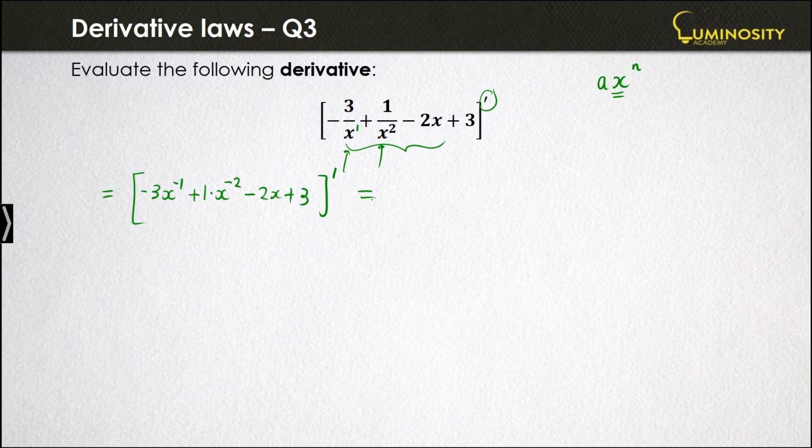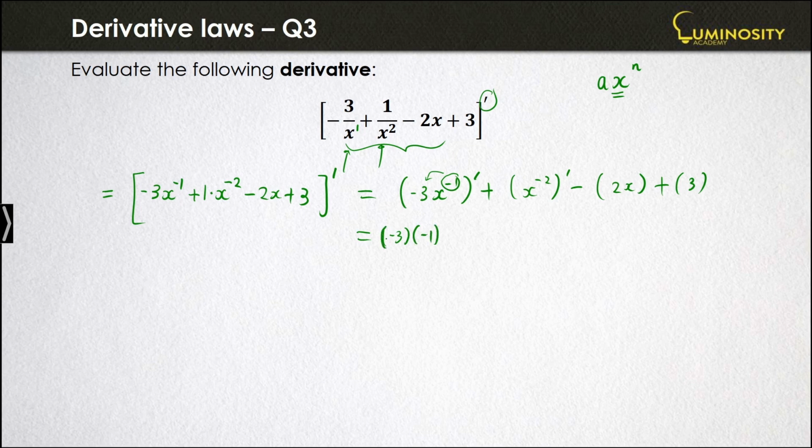Now I can use my derivative laws. I have a sum and difference in here, so that means I'm going to take the derivative of negative 3x to the negative 1, plus the derivative of x to the negative 2, minus the derivative of 2x, plus the derivative of 3. So now I can use the power law here. I bring this exponent down by multiplying it, so it's negative 3 times negative 1. So watch your bracket placements as well, because you're multiplying two negative numbers together, so you don't want to lose track of those pesky negative signs, right? And then you have x to the power negative 1, and then we subtract 1 from the power. Okay, so that's the power rule.